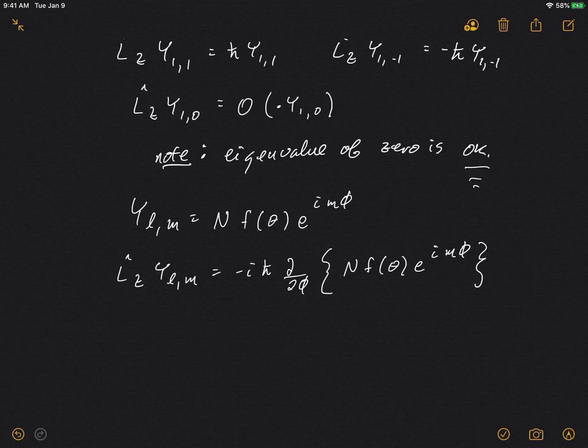Okay, so we take minus i. Let's look at this in a little more detail. If we take the derivative with respect to phi of this expression, this product of some normalization constant times f of theta times e to the i m phi, what happens? Well, we know that the derivative of a constant times a function is just equal to the constant times the derivative of the function. So the constant is not directly involved, but it doesn't go away either. So we take the derivative of the e to the i m phi, and then we multiply it by N f of theta e to the i m phi.